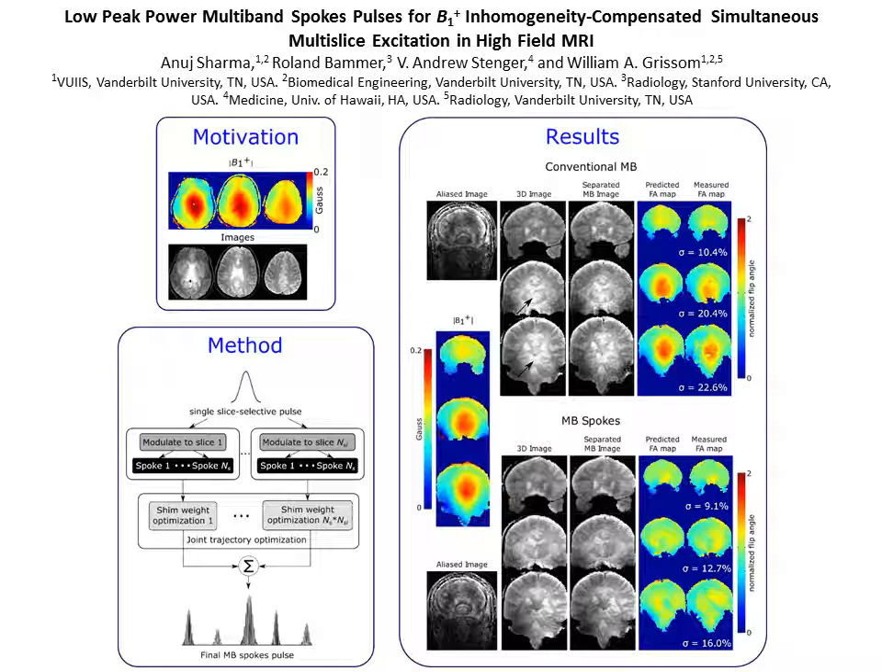More notably, the measured flip angle maps show significantly reduced flip angle variance in all the slices compared to the conventional excitation, as predicted in simulations.